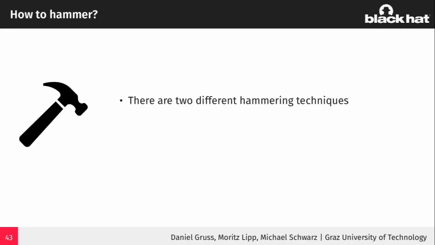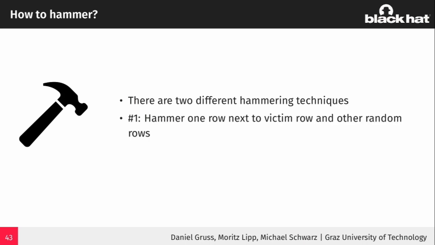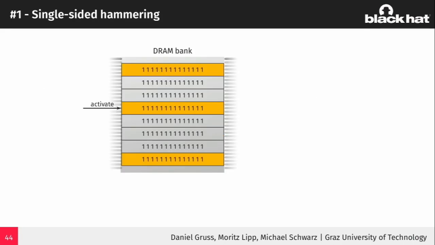Actually, we know that there are 2 different hammering techniques. The first is you hammer 1 row and other rows in the same bank, and then you will get bit flips somewhere. The second is you hammer 2 different rows in the same bank. Yeah, I know that. So I already did that. So I choose 1 row, and then I activate that, and another random row, and again this row, and a random row, and this row. And at some point, I get a bit flip next to the 1 row I activate most often.